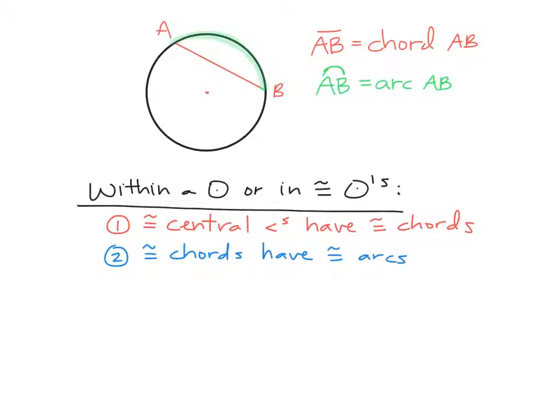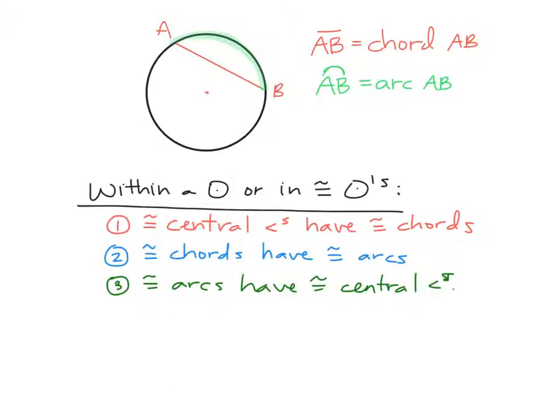And then the third one says congruent arcs, we loop back around to that first statement again, have congruent central angles. So you can kind of see how the one becomes the next, and it's very circular, which is fitting since we're dealing with circles.